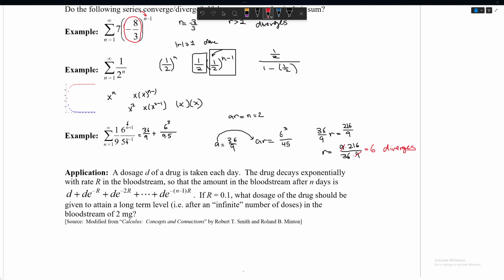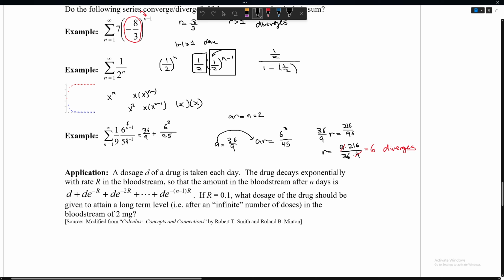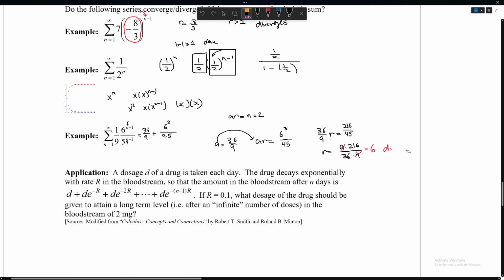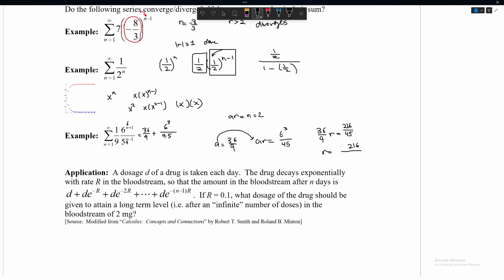Actually, I made a mistake. I just noticed it. This is supposed to be times 5, because this equals 216 over 45. Oops, I went a little too fast here. So this will stay 9 times this, and the bottom will be 36 times 45. And this will equal 6 over 5, which is still divergent.